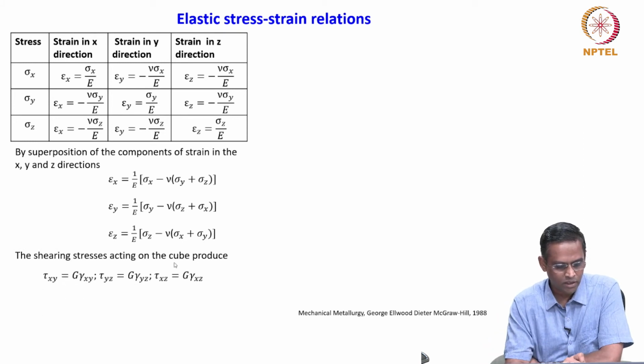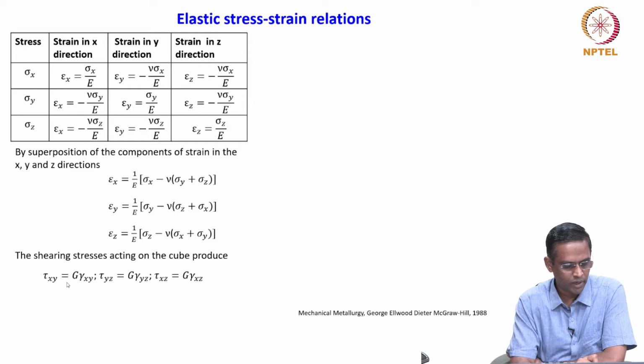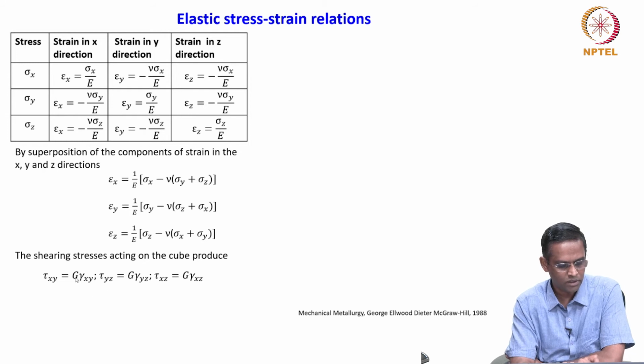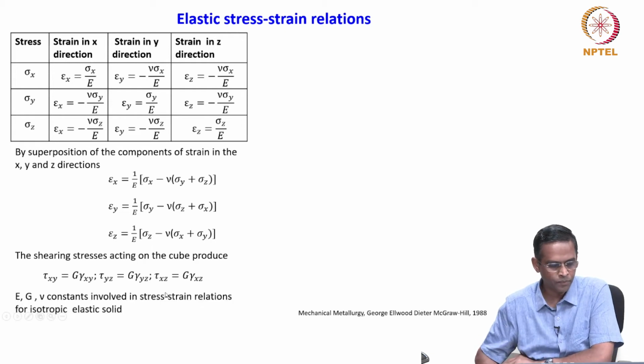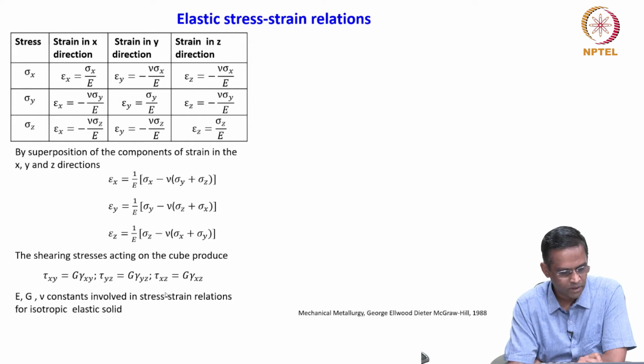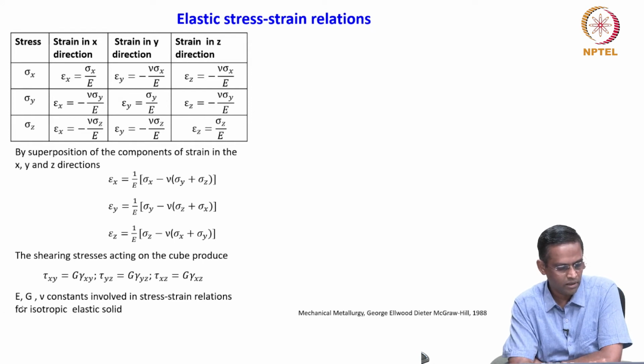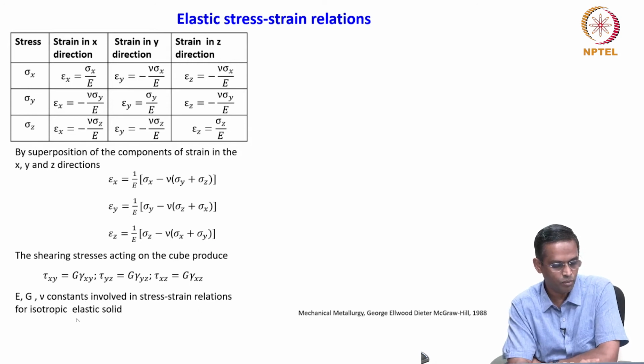The shearing stresses acting on the cube produce, that is, tau xy is equal to G times gamma xy, shear stress and shear strain, and G is the shear modulus. Similarly, in yz and xz directions. So you have three constants now: E, Young's modulus, G, shear modulus, and mu, Poisson's ratio. These are the constants involved in the stress strain relations for isotropic elastic solids.